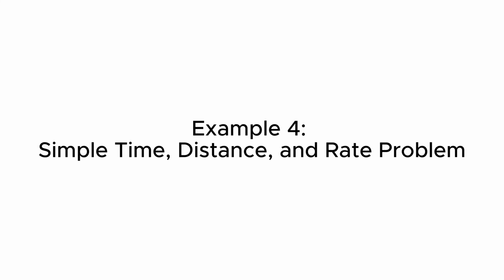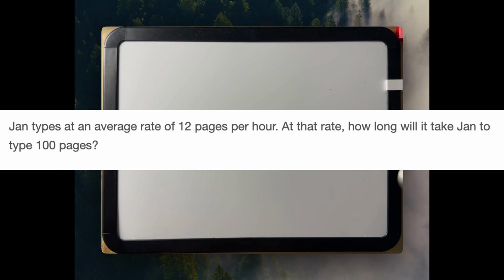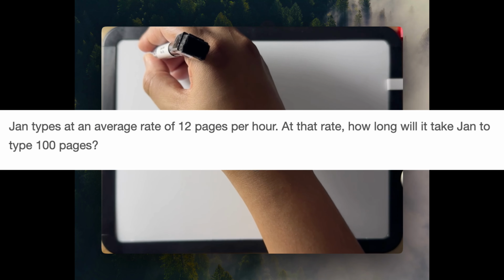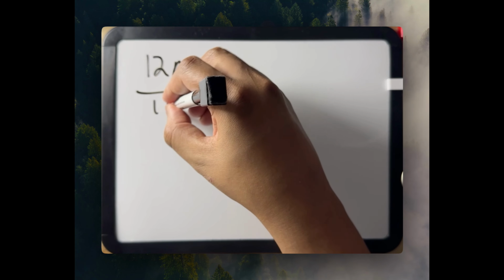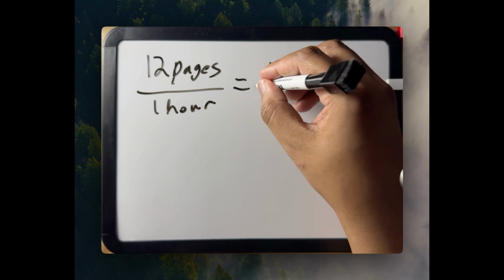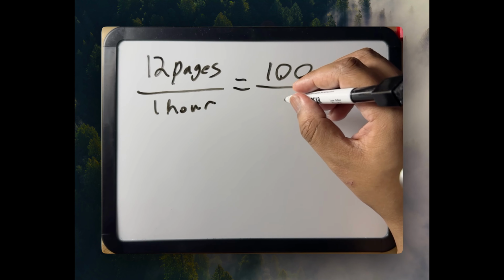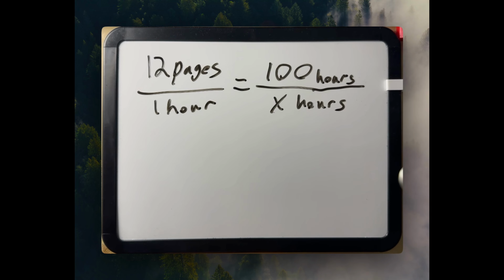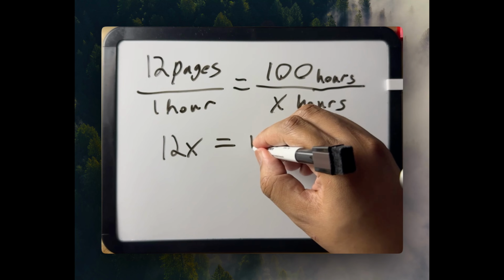Example 4, a simple time, distance, and rate problem. Jan types at an average rate of 12 pages per hour. At that rate, how long will it take Jan to type 100 pages? Let's set this problem up. 12 pages over 1 hour equals 100 pages over x hours, which we are solving for. Okay, so we cross multiply. 12x equals 100.